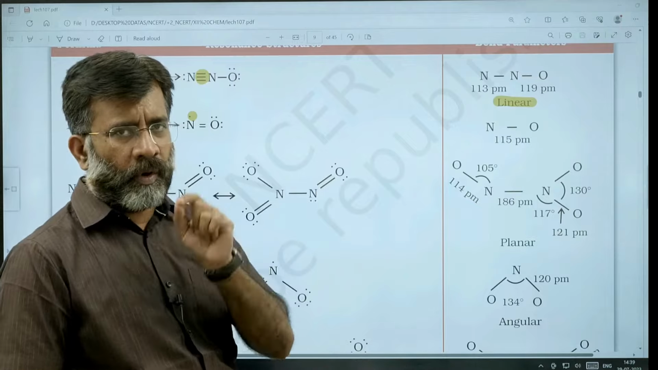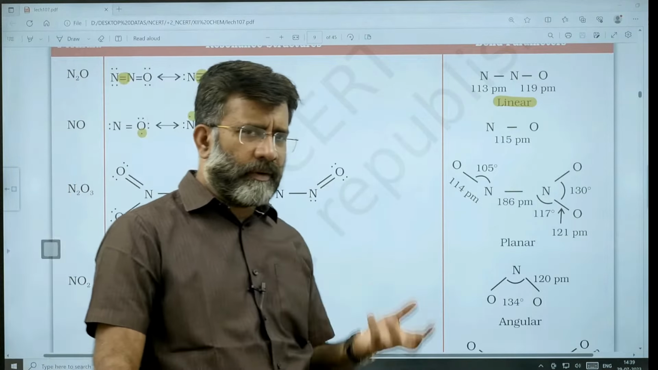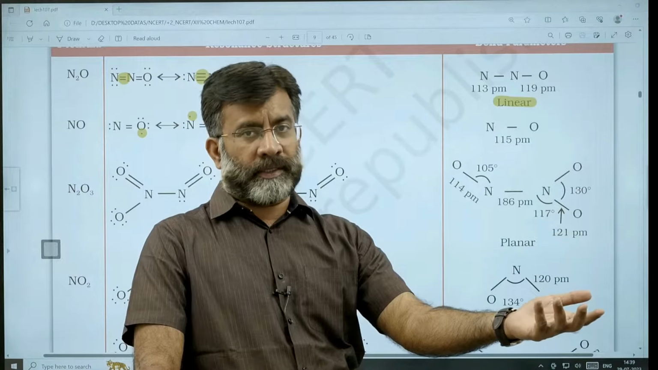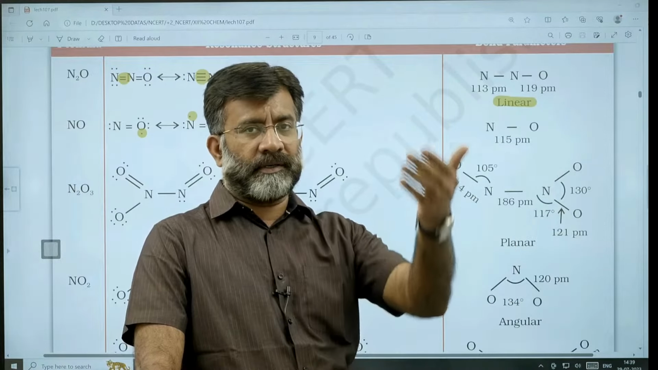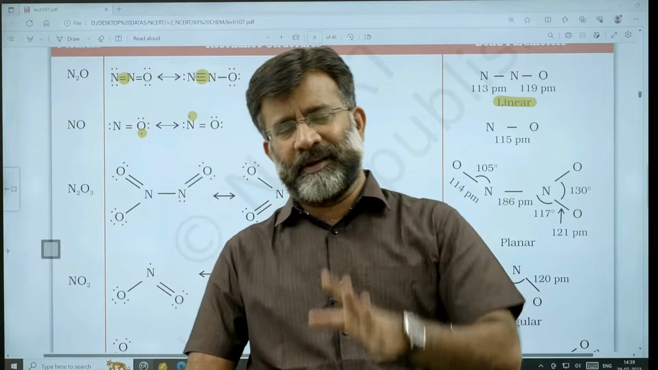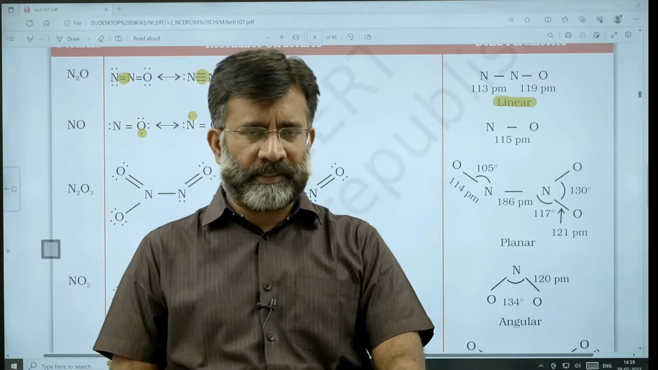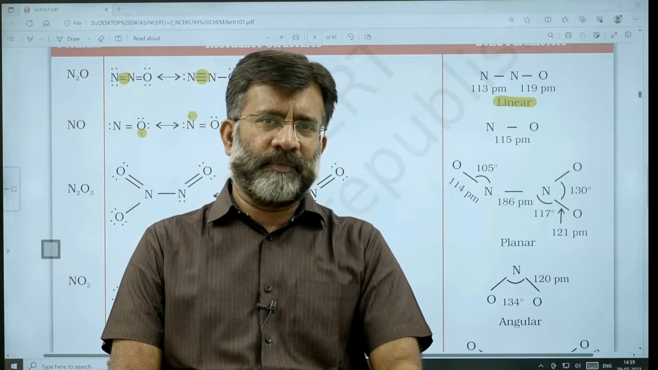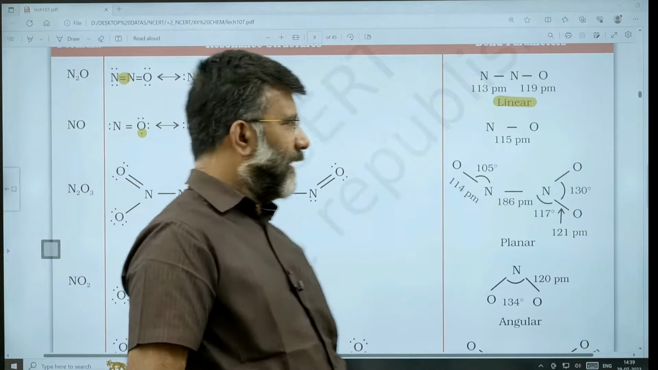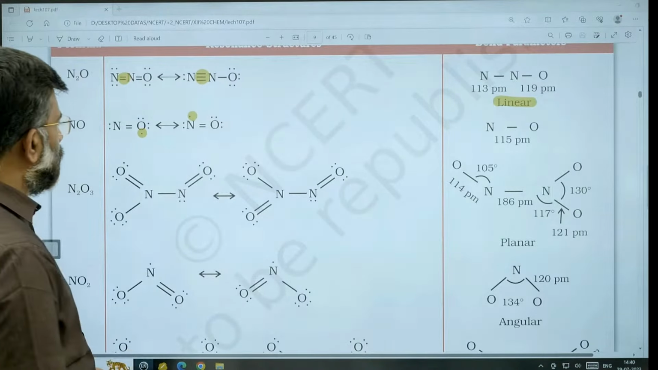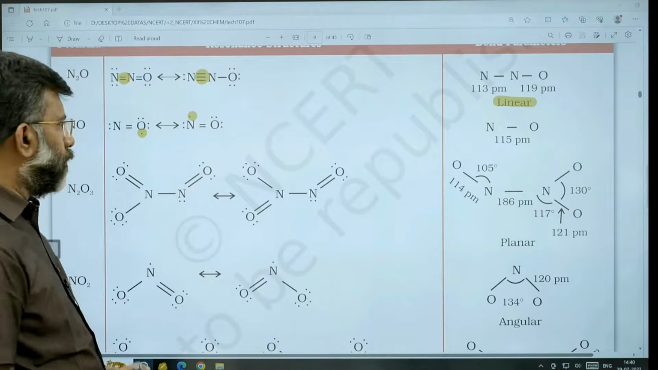It is an odd electron system, and that we are already learning in the limitation to octet. Limitation to octet has three important categories: incomplete octet, odd electron system, expanded octet. A few examples we are learning in the odd electron system. One is NO, nitric oxide, highly reactive, and it immediately reacts with oxygen, getting converted to NO2.